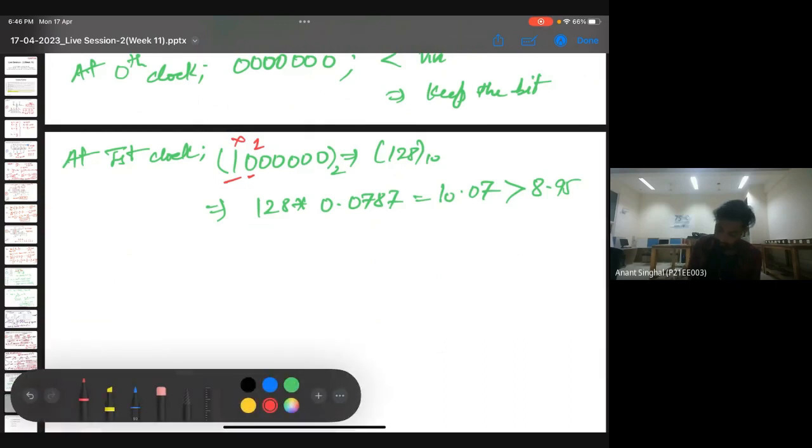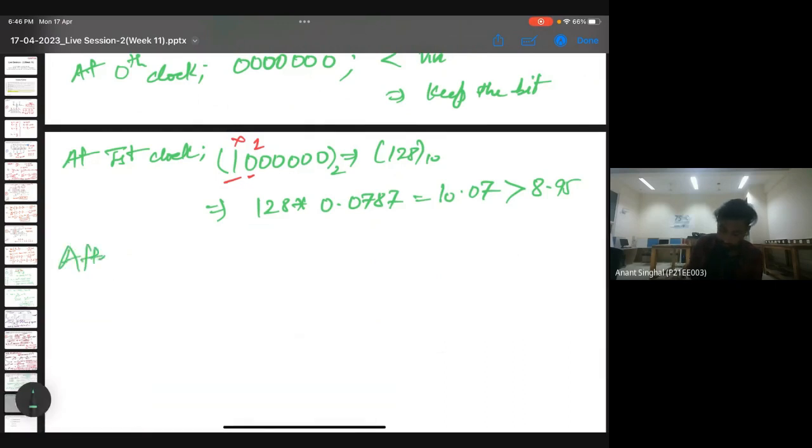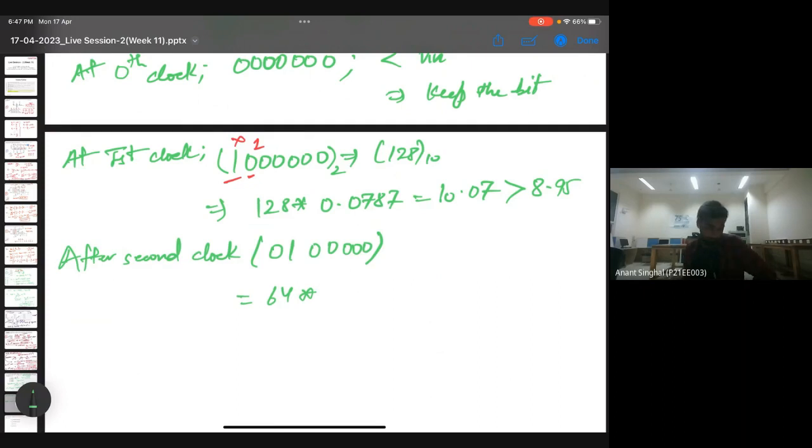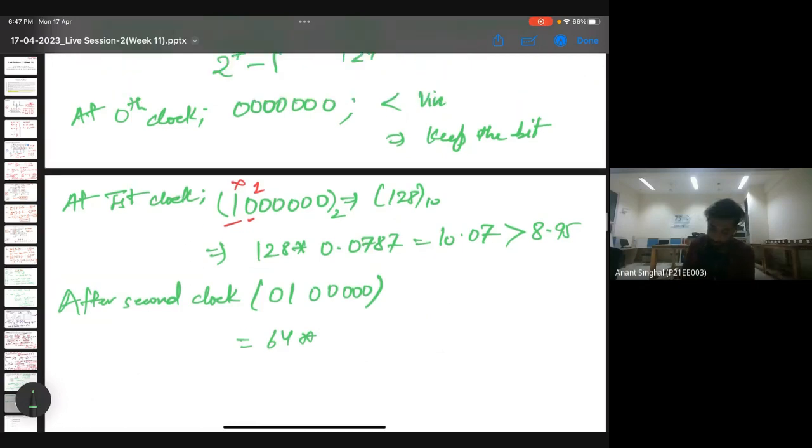So we'll reset it. Now we'll check after the second clock. This will be 0 and then this will be 1. So there will be 7 bits. This will be 64. Let me check I'm doing it correctly. Okay, so this is 7 bits: 1, 2, 3, 4, 5, 6, 7, and 0, 1, 2, 3, 4, 5, 6. So this is 2 to the power 6, not 7. This will be 64.